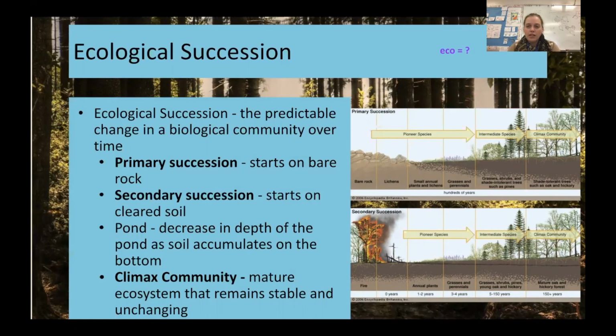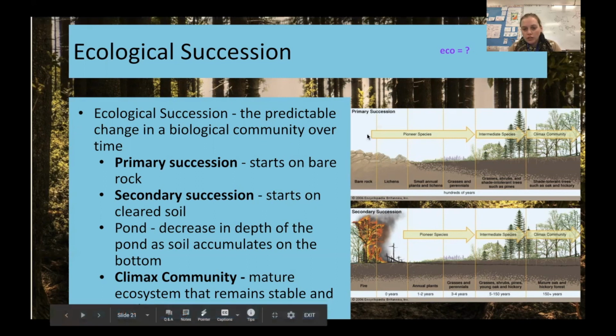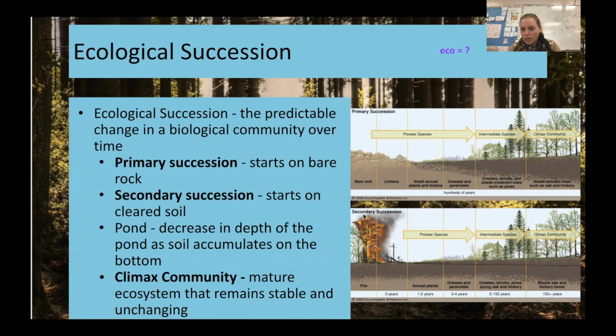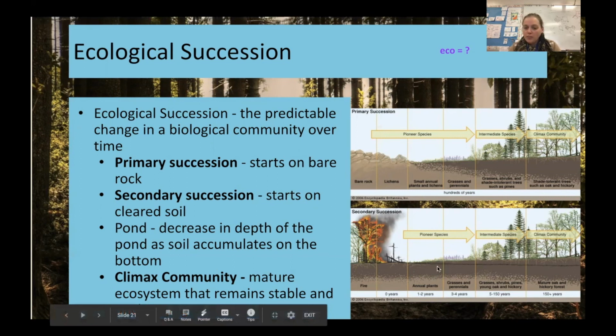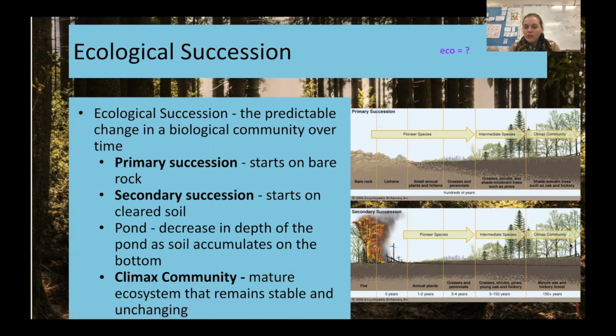If you ever study anything about forestry, you will need to know something about ecological succession. This is how an ecosystem changes over time, particularly in how the plant populations and communities change over time. So notice that there's 2 types. We have primary and we have secondary. They're similar in how they progress. So we start out with these pioneer species, these very small species. We move to intermediate species and then a climax community.